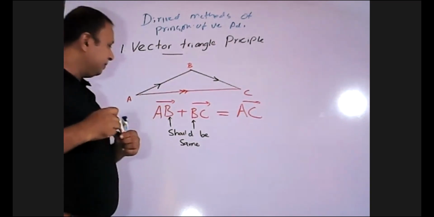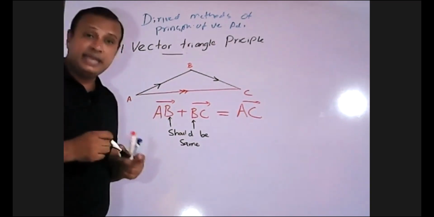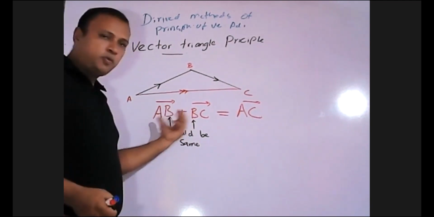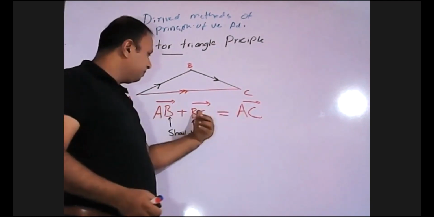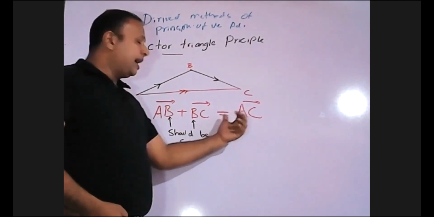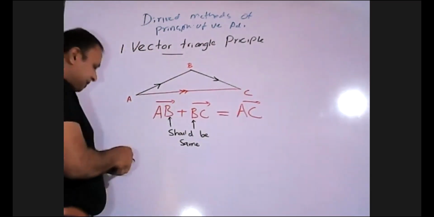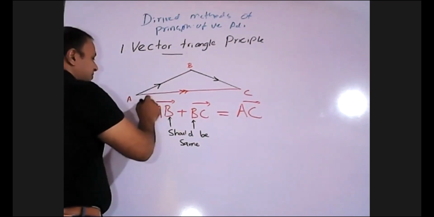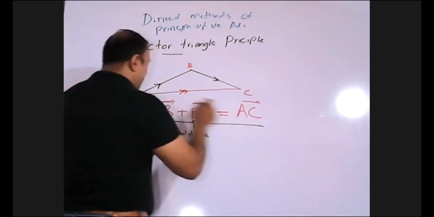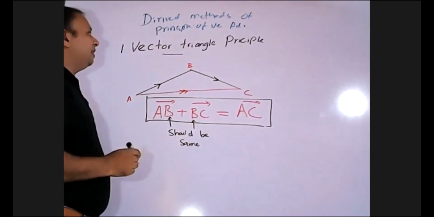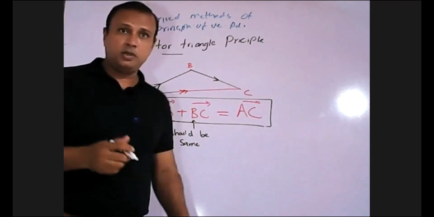If these two points are the same, then definitely you can eliminate those two points and write that these two vectors are equal to the AC vector. So this is the principle of vector addition, the principle of vector triangle, or the vector triangle theorem.